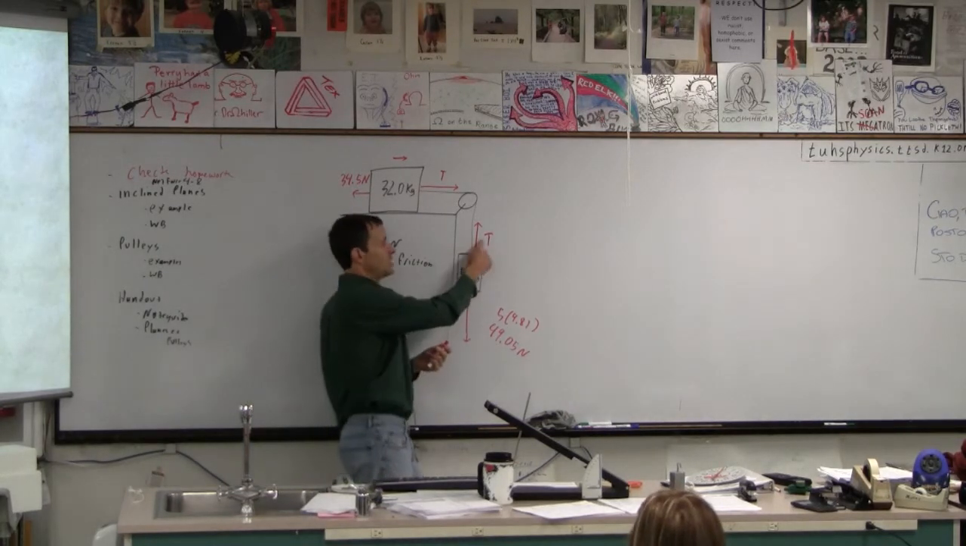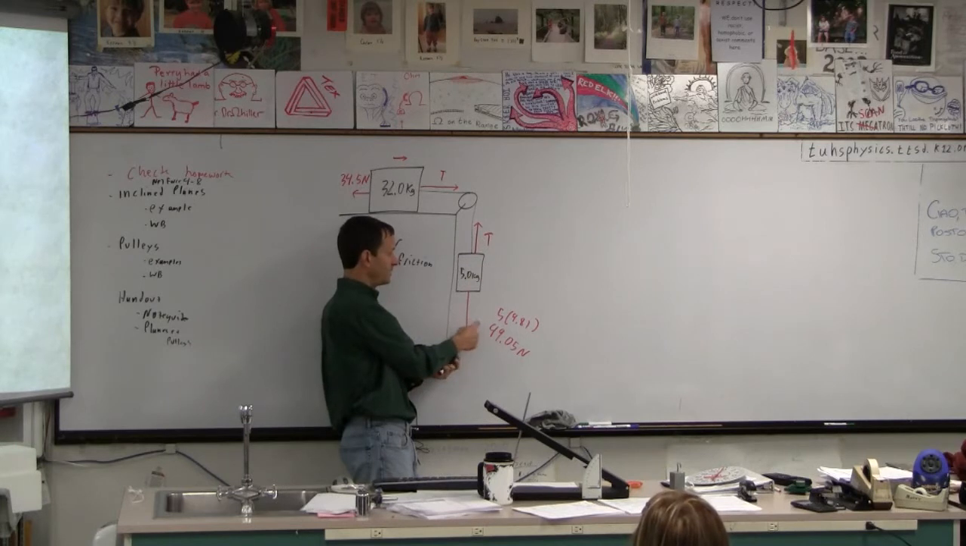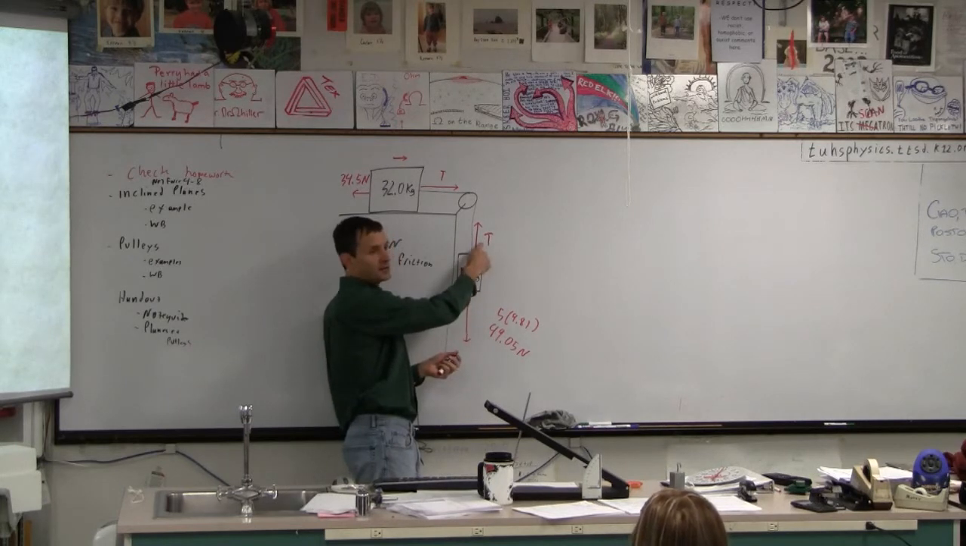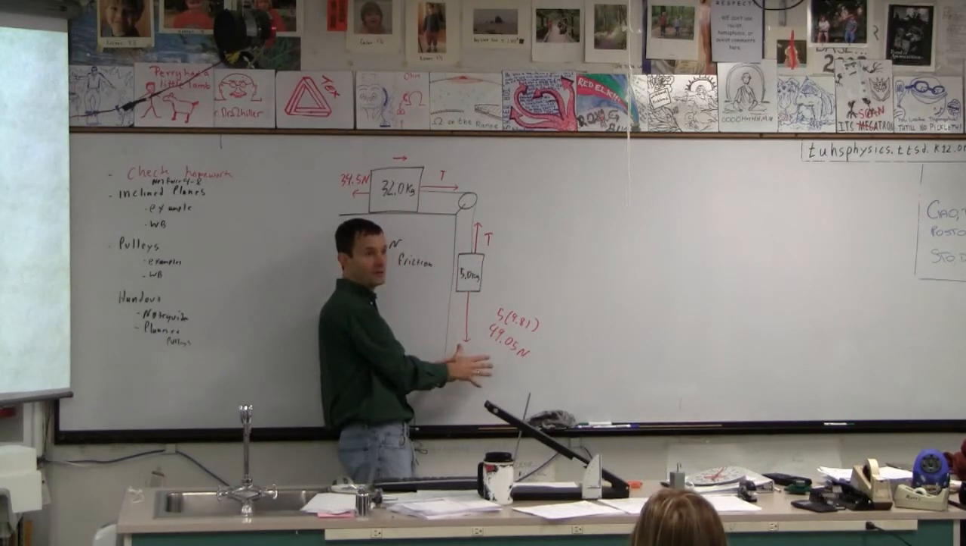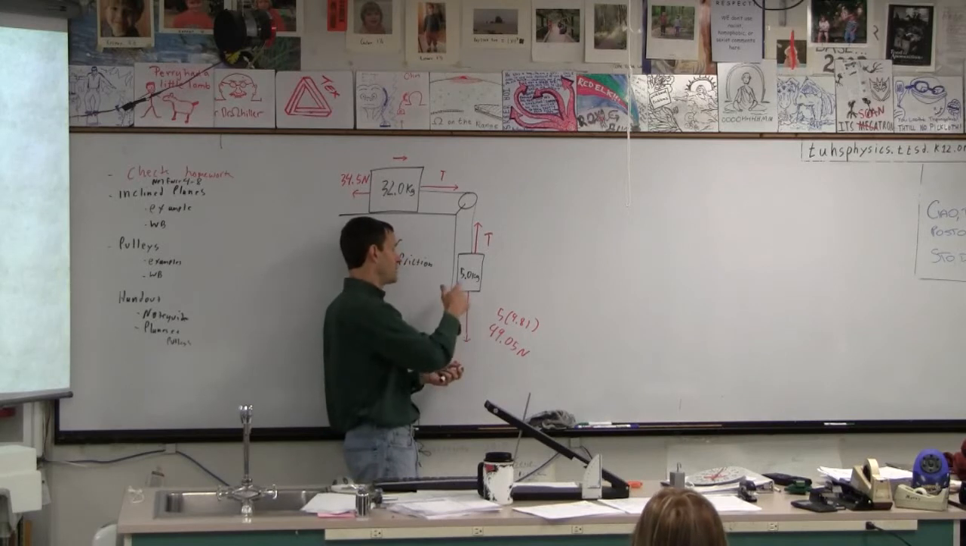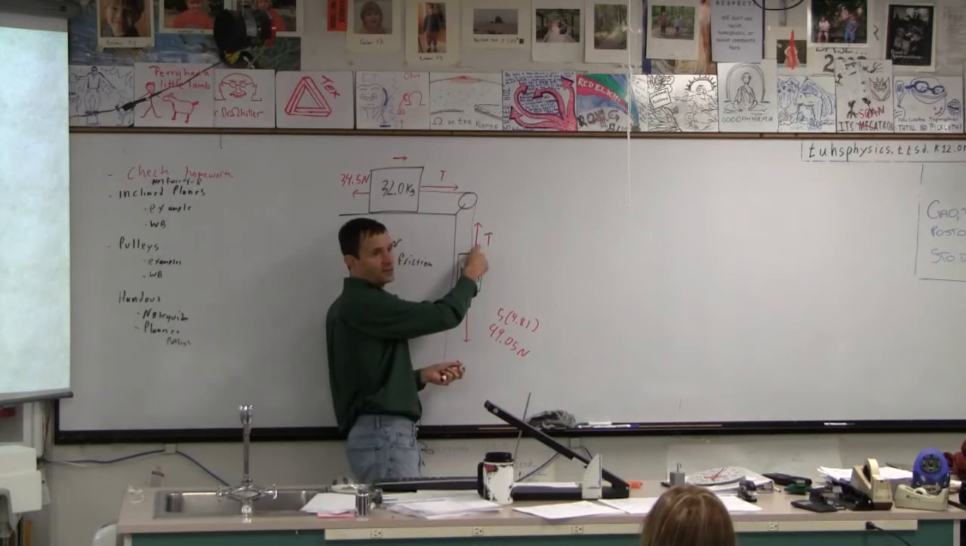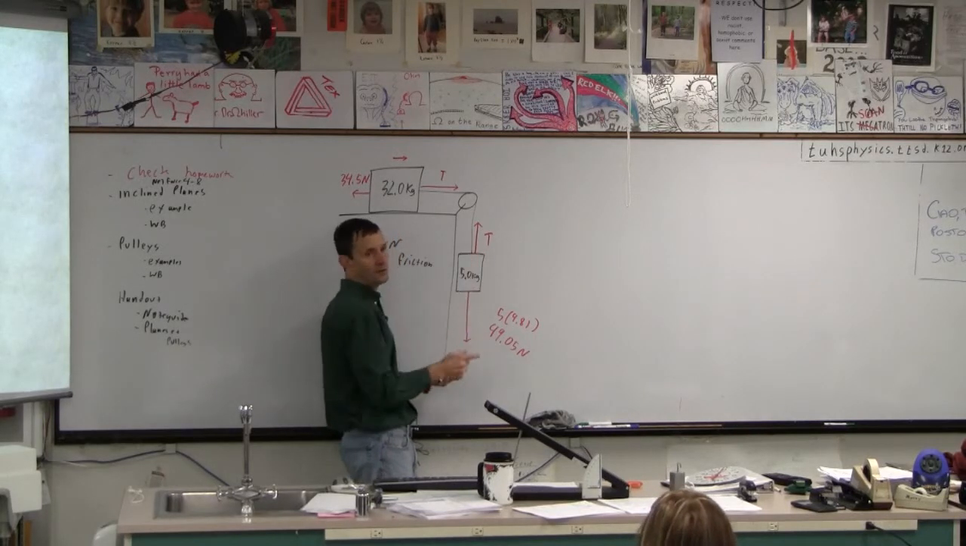Now, here's the problem. If I knew what this tension was, I could calculate the acceleration. If you said that was 30, I could calculate the downward acceleration, couldn't I? And if you told me the acceleration of this block, I could tell you that tension. But I don't know both, do I?